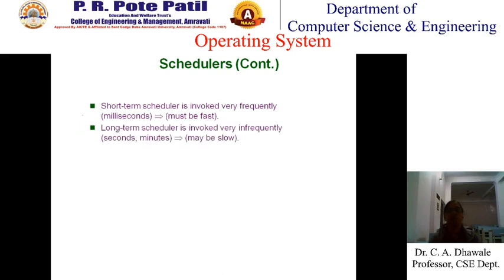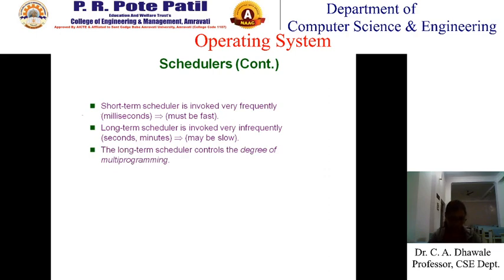Then the long term scheduler brings the program from hard disk to the primary memory. And you know that whenever you are copying a file, it needs more time. So the long term scheduler is invoked very infrequently, so it will be slow. And then the long term scheduler controls the degree of multiprogramming.